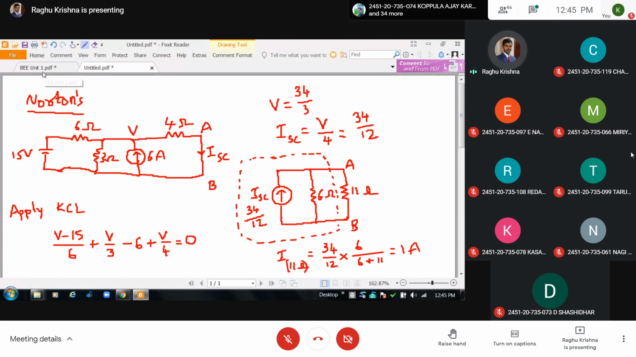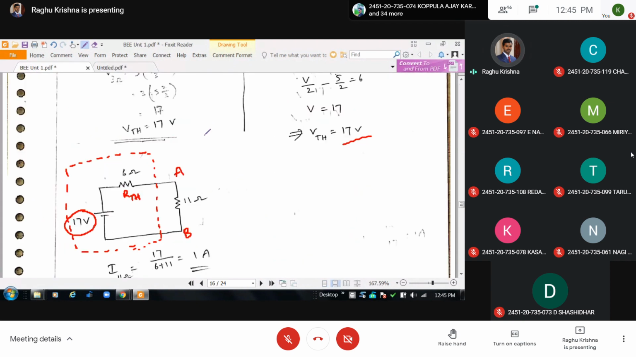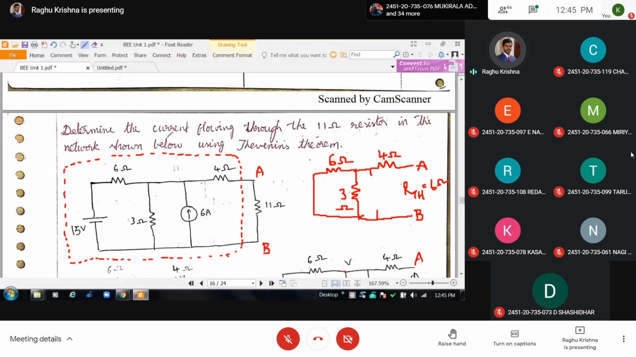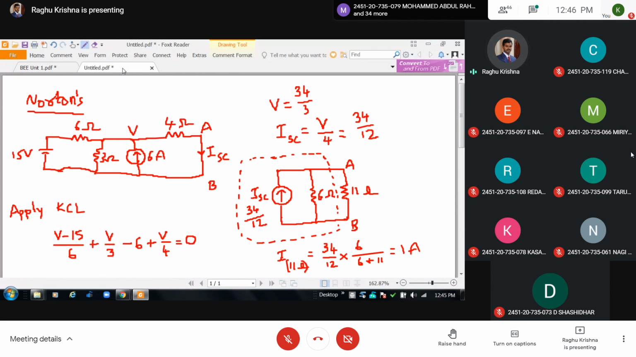Same problem. Instead of Thevenin's, I am using Norton's here. Thevenin's is already completed. If you want to use Norton's, for this dotted portion I have to get the Norton's equivalent. For getting the Norton's equivalent, I have to find out the short circuit current.